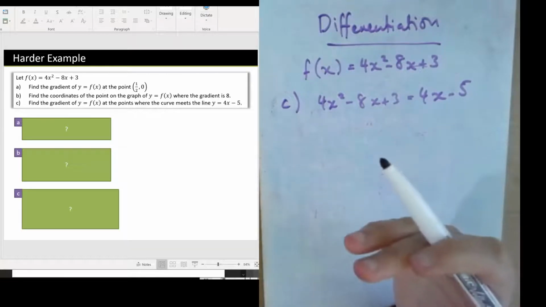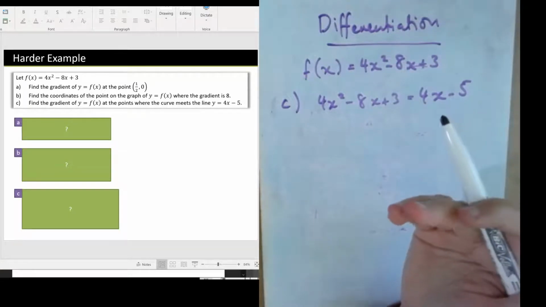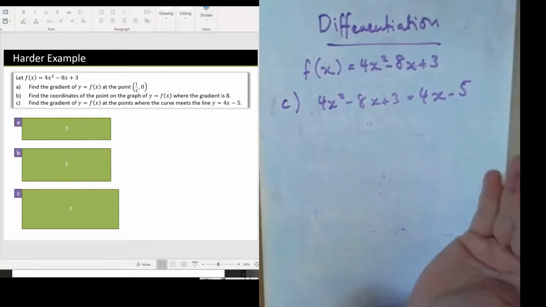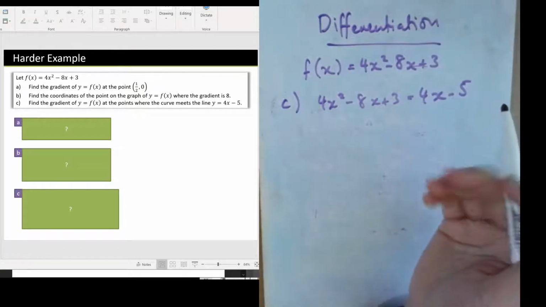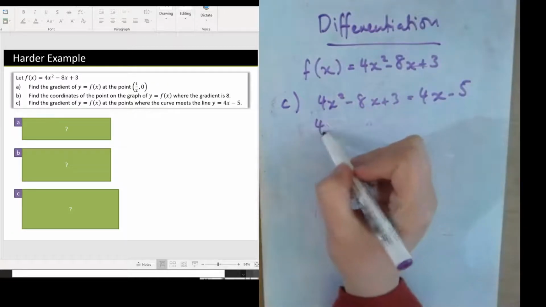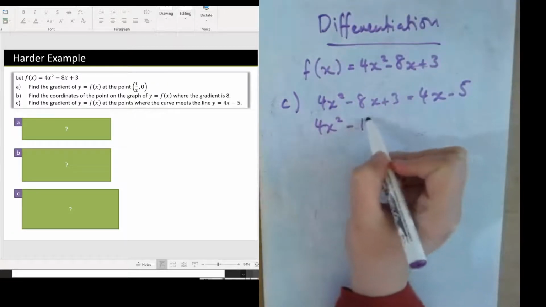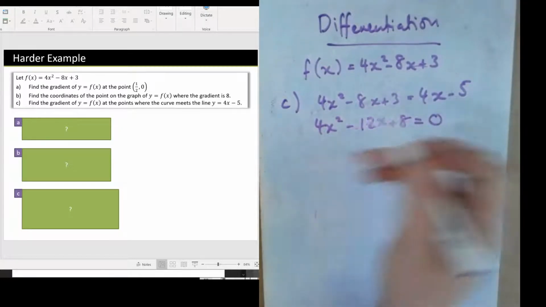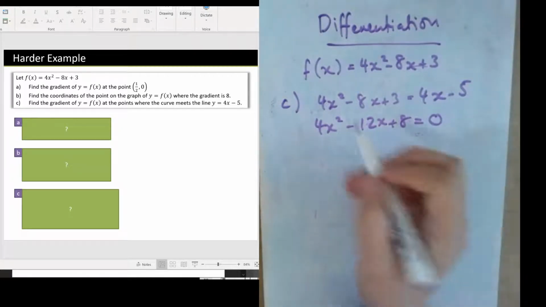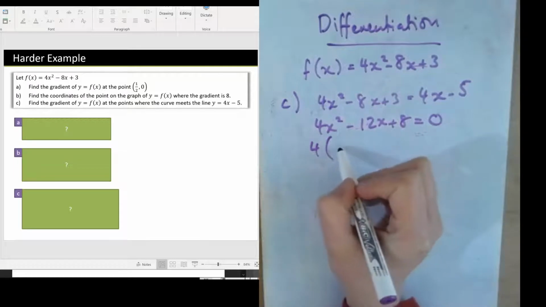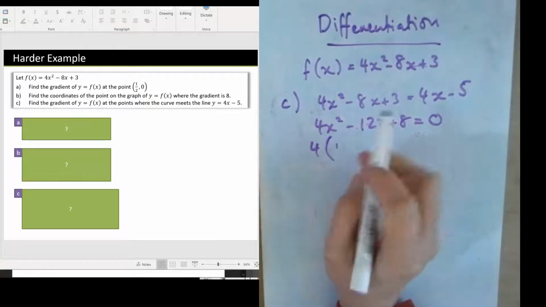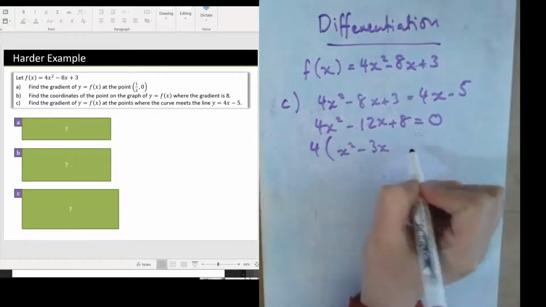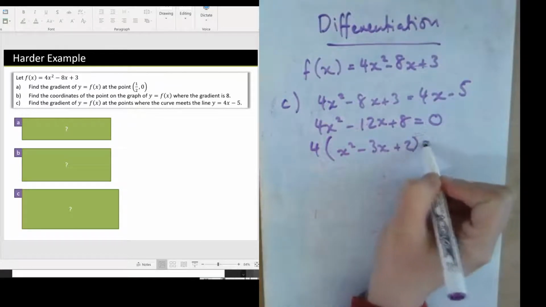so then I can solve it using quadratic means. Otherwise it could be factorizing, or it could be the quadratic formula, or it could be completing the square, whichever one suits you at the end of the day. So we will have 4x squared take away 12x plus 8 equals 0. I want to make this a little bit easier for myself to solve, so I'm just going to factorize by 4. So then I've got x squared take away 3x plus 2 equals 0.